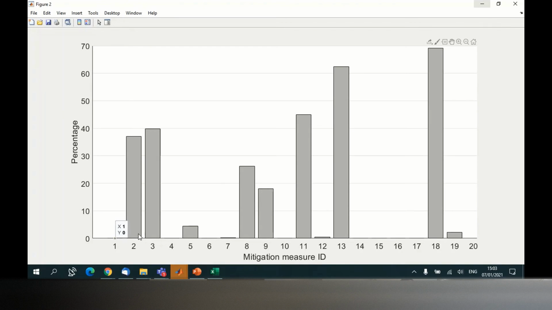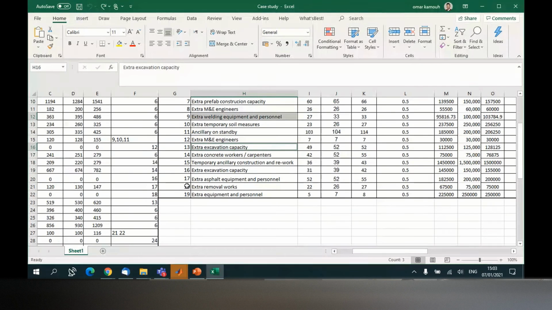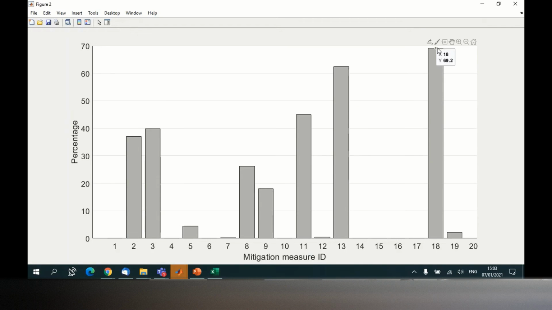it's not useful. Number 3, this percentage, you have, for example, mitigation measure number 18, which is this one here, because maybe it's cheap, but it reduces a good duration from a critical activity. That's why it's always being selected with a percentage of around 70% of times. So it gives you more information on which measures are important.